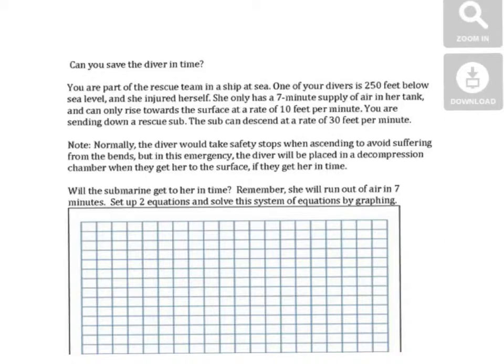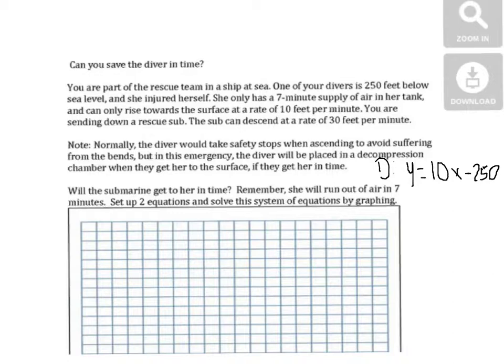And so for the diver, the slope would be that she is rising, so that is y equals a positive 10x, because she's going upward, and she's at 250 feet below, so she starts at negative 250 feet because she's 250 feet below sea level.